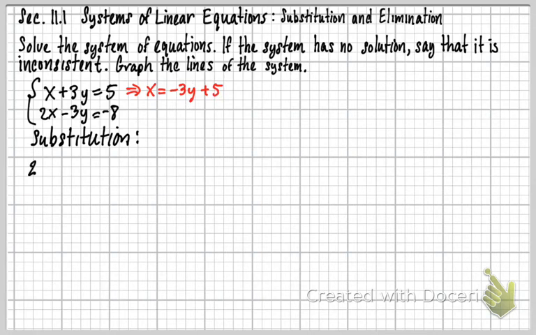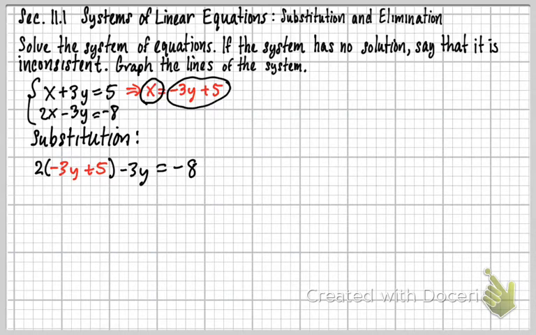Okay, so if I have a 2 here, that's that 2. Then I ran into an x. Instead of the x, I'm going to put negative 3y plus 5. Then I have a minus, then a 3y, and then equals negative 8. Essentially, I just wrote the second equation down with, instead of x, negative 3y plus 5. Now I'm going to simplify this and solve it for y.